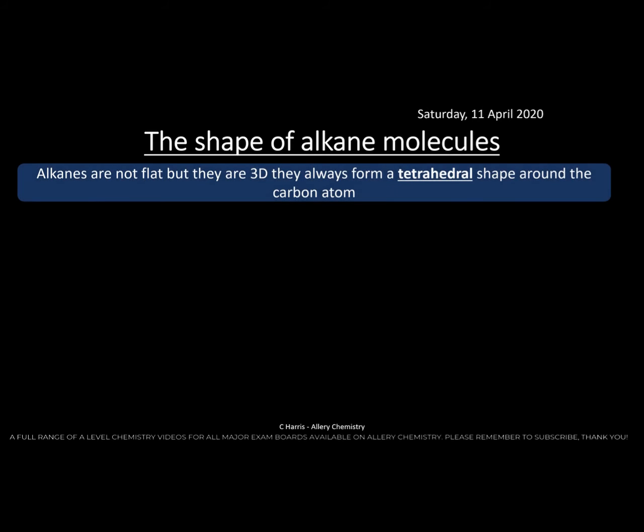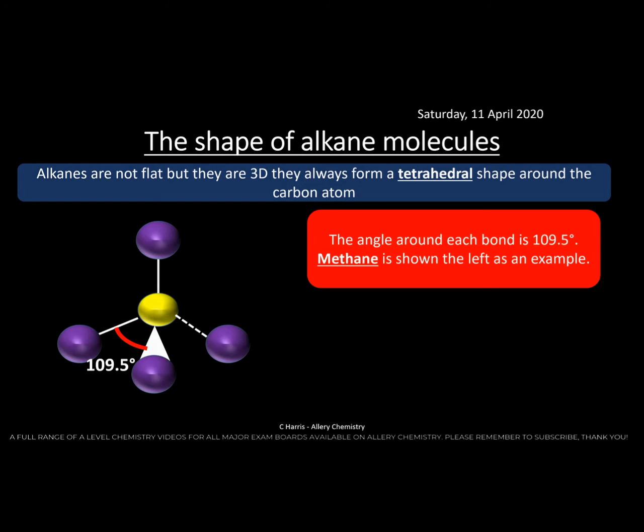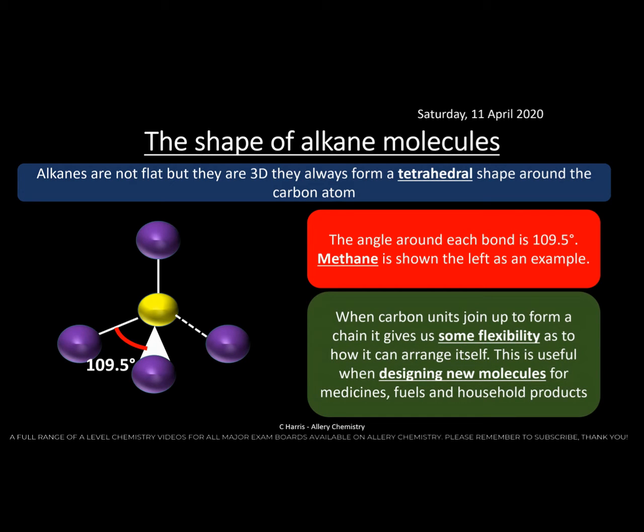Okay, so the shape of alkane molecules. Now, this will definitely be new, so this is a little bit of A level here. Alkanes are actually not flat. They have 3D structures, and they form something called a tetrahedral shape around a carbon atom. Basically, this is looking at methane, so this is 1 carbon with 4 hydrogens. It has a bond angle of 109.5. You will need to know that at A level, but don't worry too much about it at the moment. What we're looking at is a 3D structure, and this gives us what we call a tetrahedral shape.